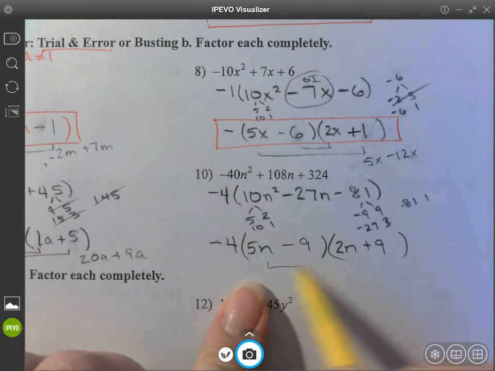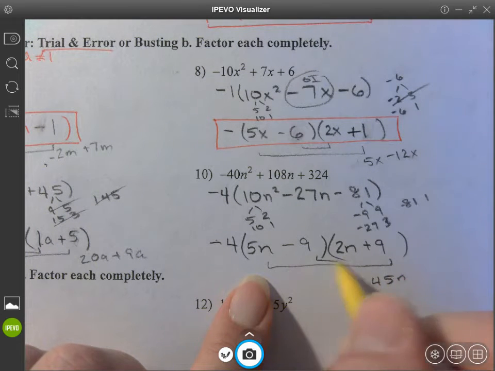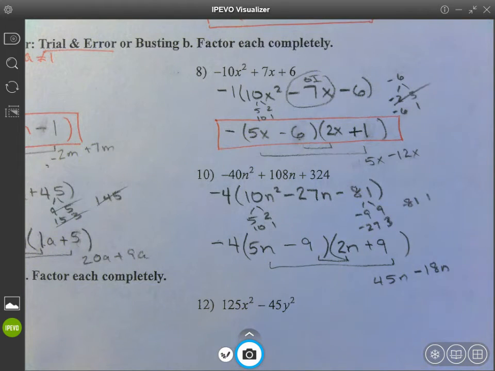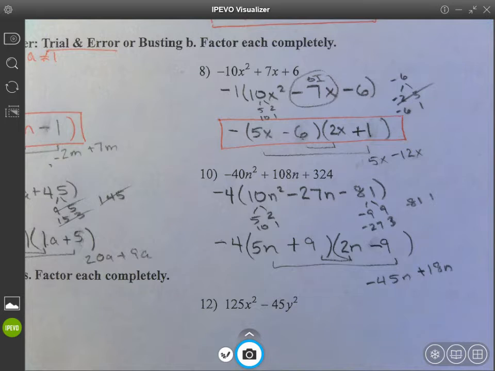So when I go to do this, I get what? 45n and negative 18n, which is good news because I got 27n. What did I want? I wanted a negative. So right number, wrong sign, what do? Flip the signs. Done. Problem solved. Now I have a negative 45, a positive 18. There's my negative 27. So that was a nice one and done. If I would have picked something different, I would have had to try some more things.